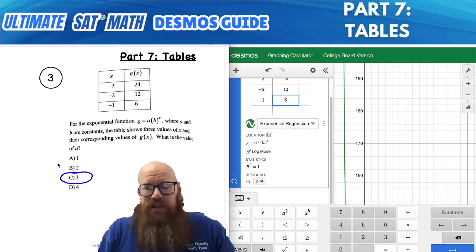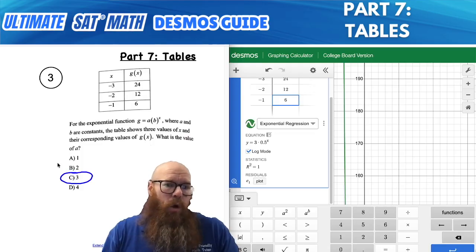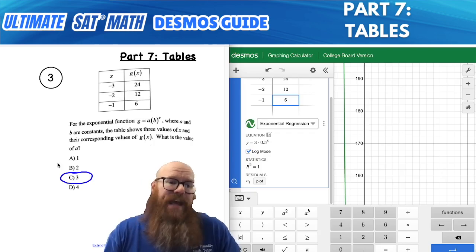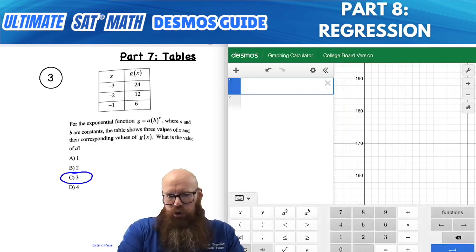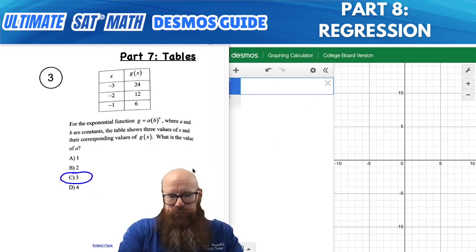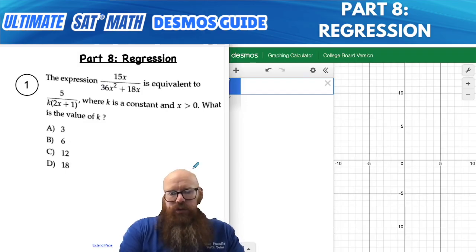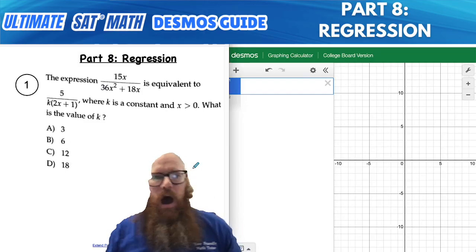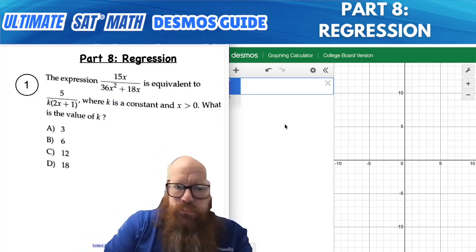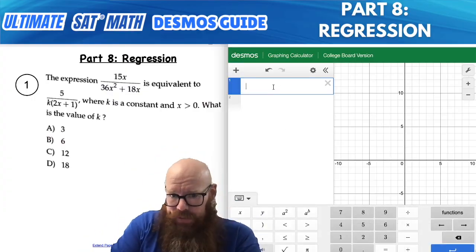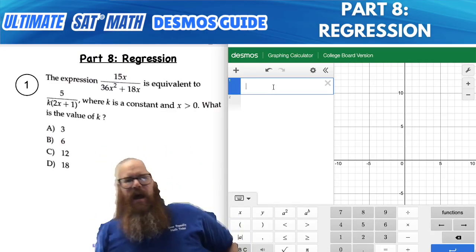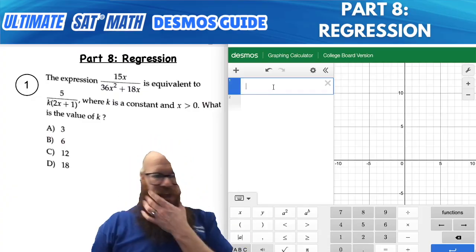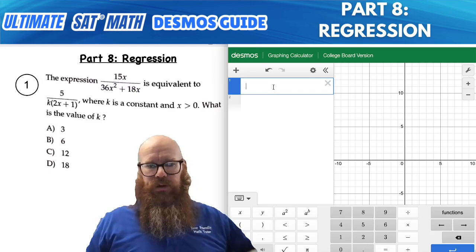All right, so that's how we can use exponential, quadratic, or linear regression with tables to find the equations that we need. Now on to a different type of regression, and this is our last part. This is going to be a way to solve equivalent expressions. This is the most advanced that I get with helping students. Again, there are more advanced techniques than this, but this is a pretty advanced technique that I think is really useful, so I really like showing a lot of students this.